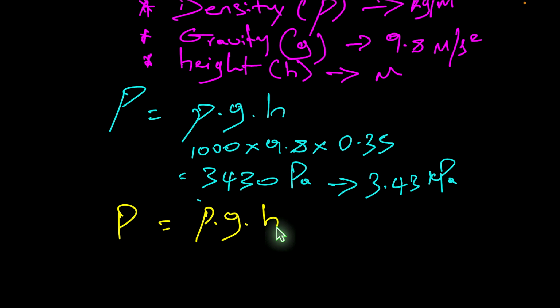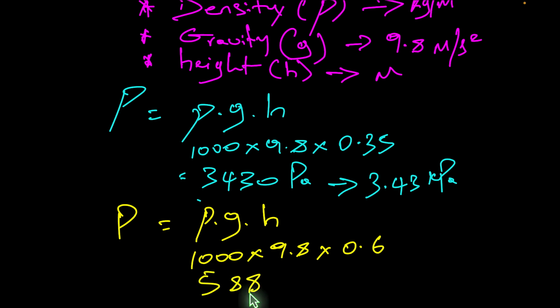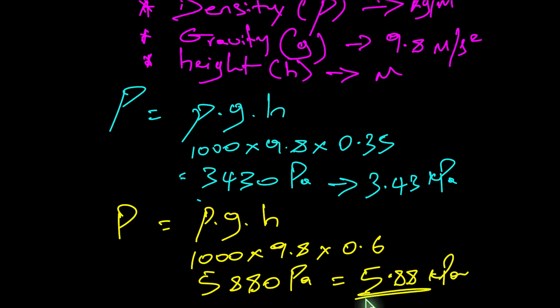So our density remains the same, gravity remains the same, and our height is now 0.6, which leaves us with 5,880, and that's pascals. But again, if we want to convert into kilopascals, then it's just 5.88 kilopascals. There you go. So this is a pretty straightforward example of working with our formula.